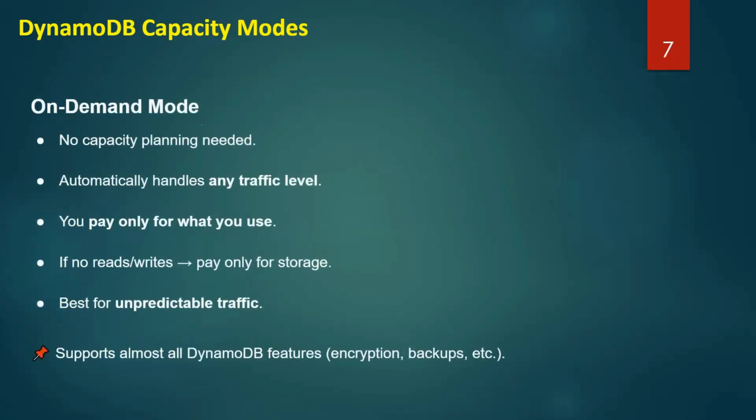And the second mode is on-demand mode. Here in on-demand mode, no capacity planning is needed, and it automatically handles any amount of traffic. You only pay for what you use, and if there are no reads and writes, you only pay for storage. It is best for unpredictable traffic, and it also supports all DynamoDB features like encryption, backup, etc. So I'm going to show you how we use DynamoDB in AWS.